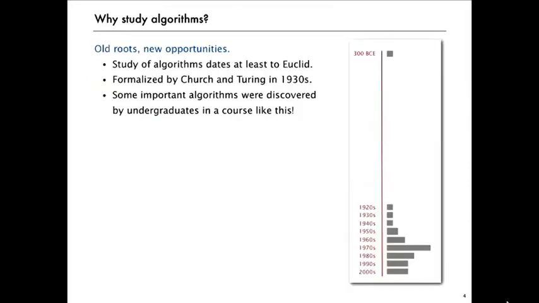Algorithms are also interesting to study because they have ancient roots. Now, the first algorithm we studied goes back to 300 BC, dating at least to Euclid. The concept of an algorithm was formalized actually here at Princeton by Church and Turing in the 1930s. But most algorithms that we consider were discovered in recent decades. In fact, some were discovered by undergraduates in a course like this. And there's plenty of other algorithms waiting to be discovered by students like you.